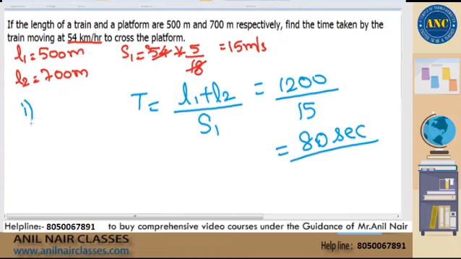4 different cases we discussed. First case is a case where the train is moving, crossing a man or a pole. Second case is a case where the train is crossing a platform or a bridge. Third case is a case where a train is crossing another train moving in the same direction. Fourth case is a case where the train is moving, another train moving in the opposite direction.